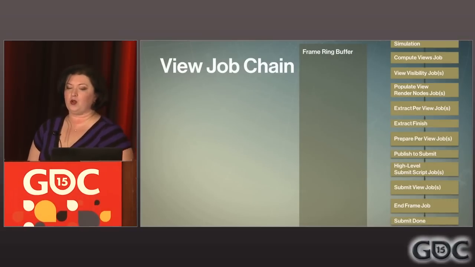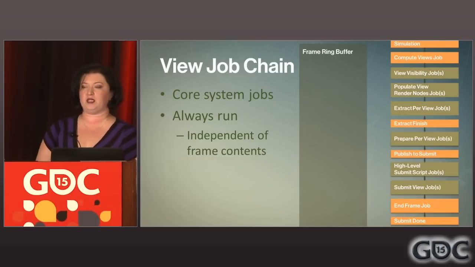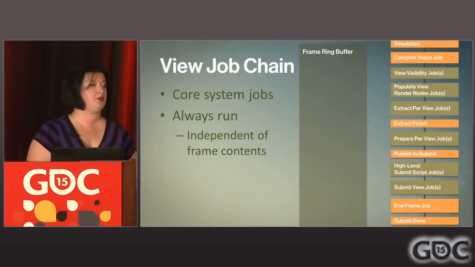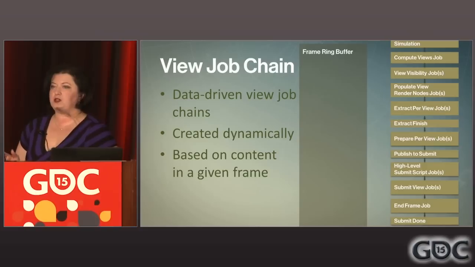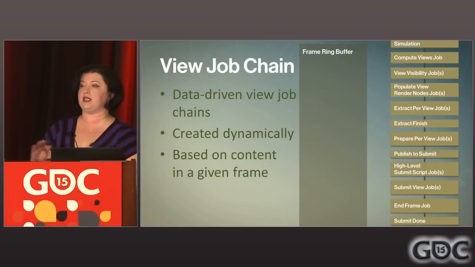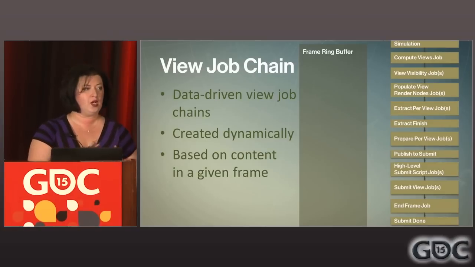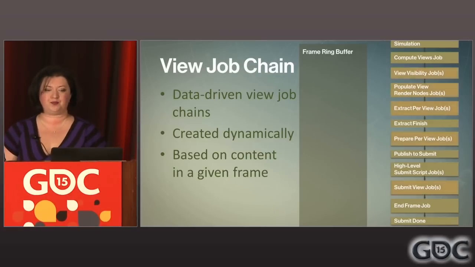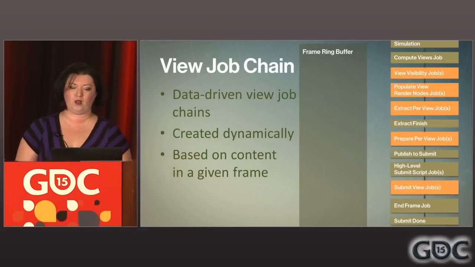Now, we run a few global render system jobs that essentially are executed regardless of what data we have on our frame. These essentially act as the main synchronization point in our system. However, for every single view that we have in a frame, we create a separate view chain. These job chains are data-driven. If you don't have data, for example, for a local light shadow view, we don't generate a view chain for that specific view. And here's an example of the job chain jobs.